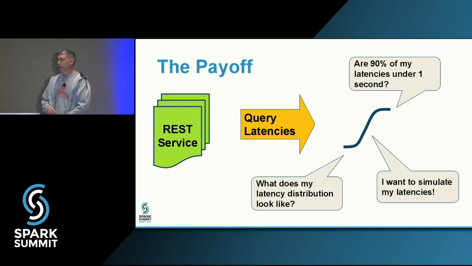So what's the actual benefit of doing any of this? Just a brief example. Suppose you have a REST service and you're running queries against it, and you're collecting some telemetry like the actual query latencies. If you take your query latency stream and create one of these T-Digest sketches, you can answer all kinds of interesting questions like, are 90% of my latencies under 1 second? Or what does the actual distribution of latencies look like? You can plot them. And you may even want to take this information and simulate your latencies. So you can use the information in the digest to simulate the data instead of just collect it.